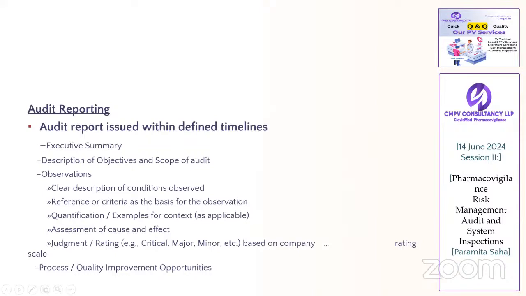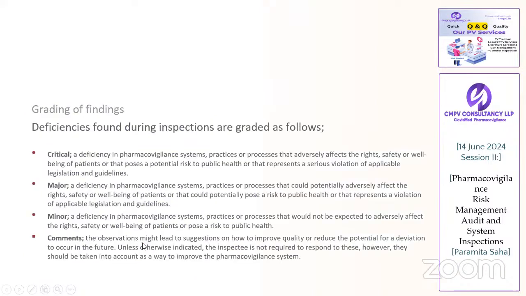So there will be three categories of findings, which are critical, major, and minor, and there is something called comments or recommendations. Critical is something which can majorly impact the business. Anything which is a very huge deficiency in the PV system, and which can adversely impact the rights, safety, and well-being of the patients, a potential risk to the entire business.